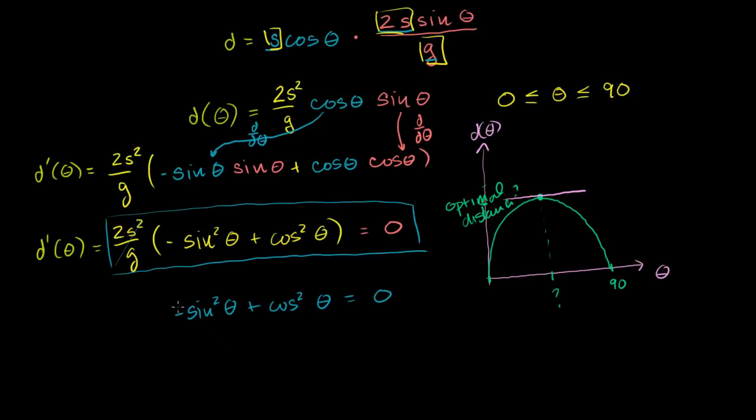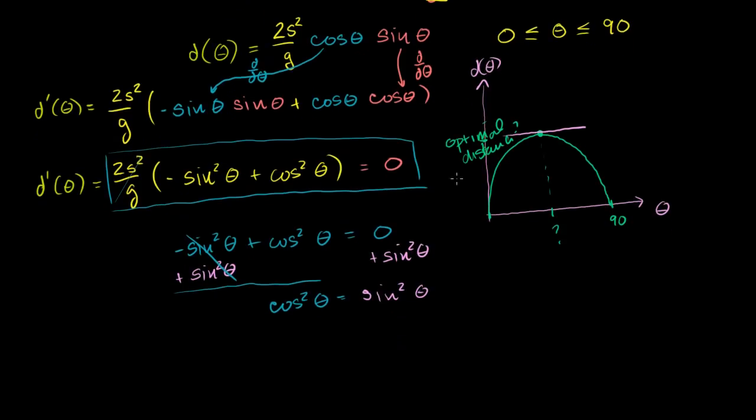Now, if we add sine squared of theta to both sides of this equation, we are left with, these cancel out, cosine squared of theta is equal to sine squared of theta. Both of these are going to be positive over the interval, so we can just take the positive square root, or the principal root, of both sides of this equation.